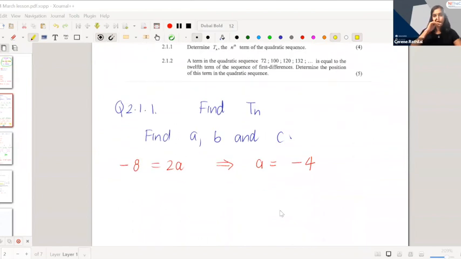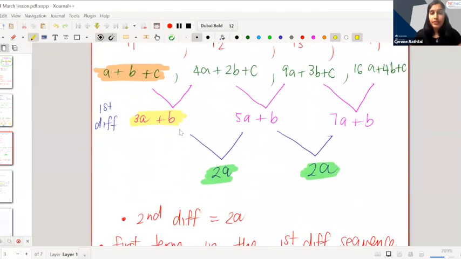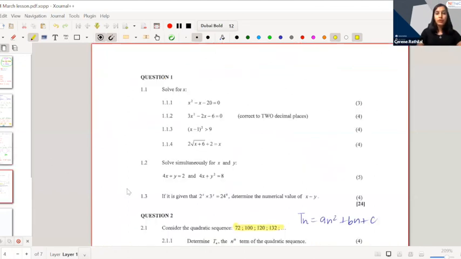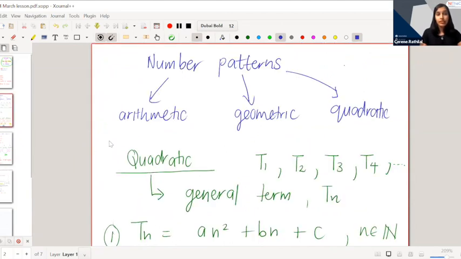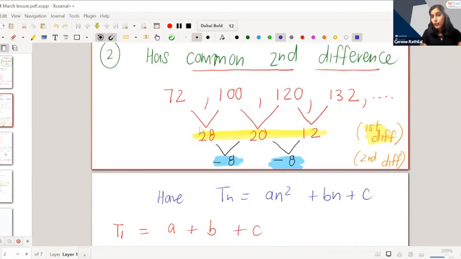Right, so we were answering this question. So we now know that a equals -4. What else do we know from our earlier derivation? We had seen here that the first term in the first difference sequence is equal to 3a plus b. Okay, so I know that 3a plus b equals the first term in the first difference sequence. And what was that value? That value was 28.